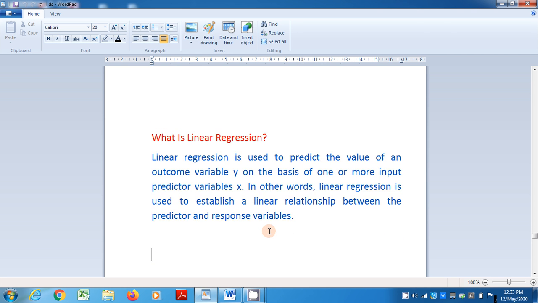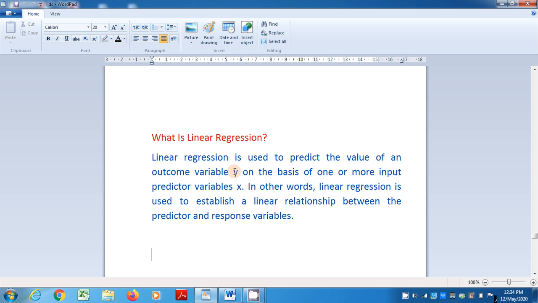So what is linear regression? Linear regression is used to predict the value of an outcome variable y on the basis of one or more input predictor variables. In other words, linear regression is used to establish a linear relationship between a predictor and a response variable. Right? Here you can see that linear regression is used to predict the value of an outcome variable y.